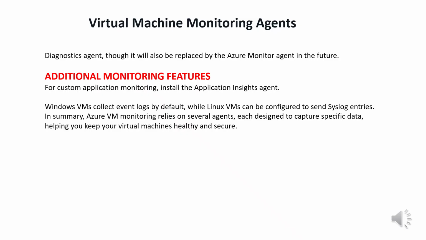Additional monitoring features. For custom application monitoring, install the Application Insights agent. Windows VMs collect event logs by default, while Linux VMs can be configured to send syslog entries. In summary, Azure VM monitoring relies on several agents, each designed to capture specific data, helping you keep your virtual machines healthy and secure.